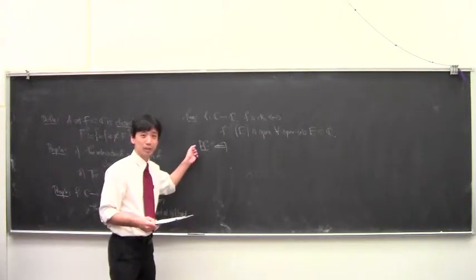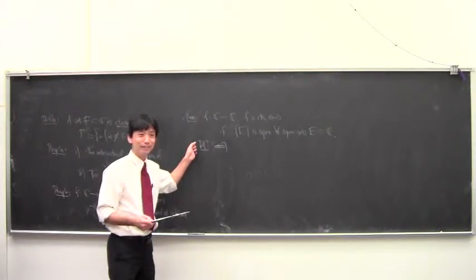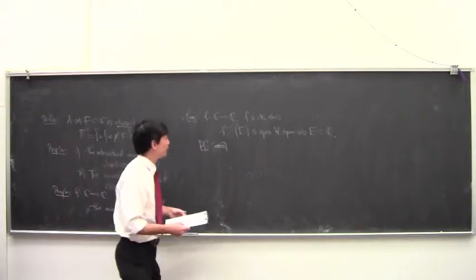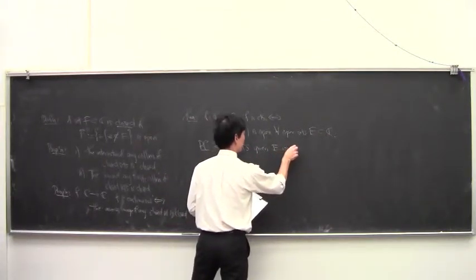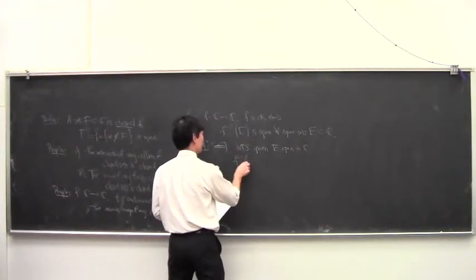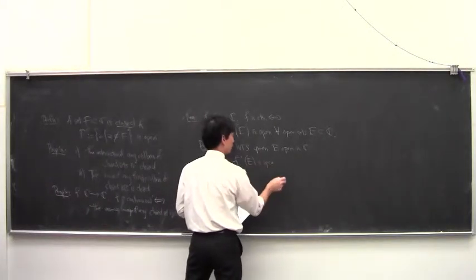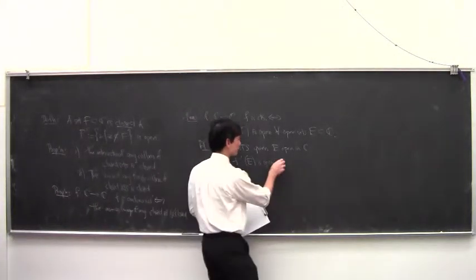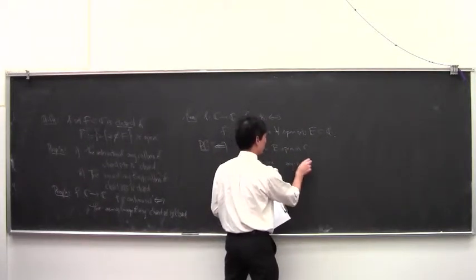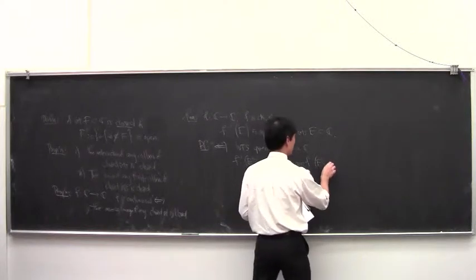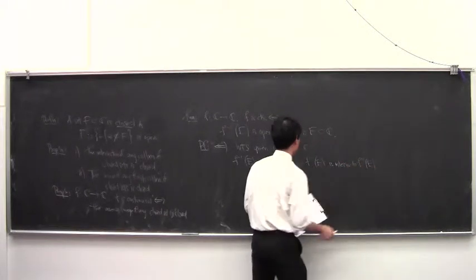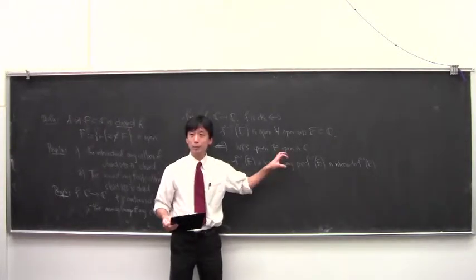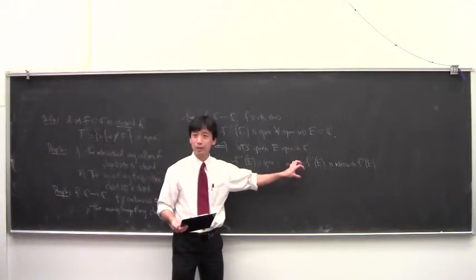Is anyone able to come up here and explain that? Let's think of what you have to do, right? We want to show that given E open, F inverse of E is open. That is, any point in F inverse of E must be interior. In other words, given any point in F inverse of E, there's a ball around it that's contained in F inverse of E.